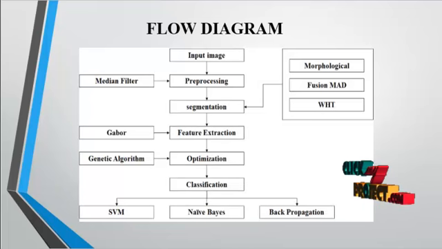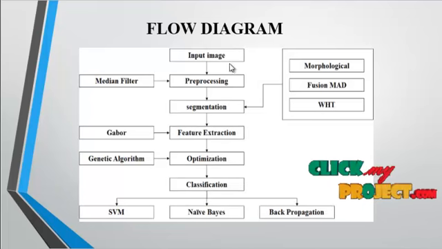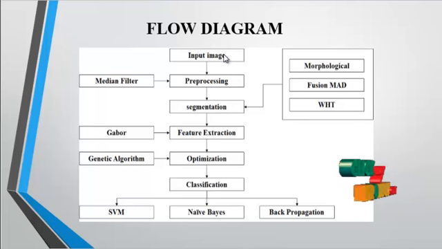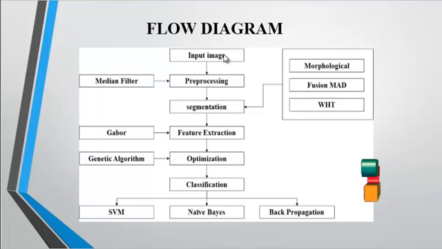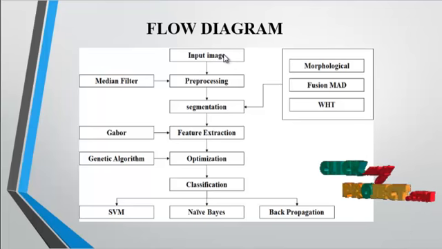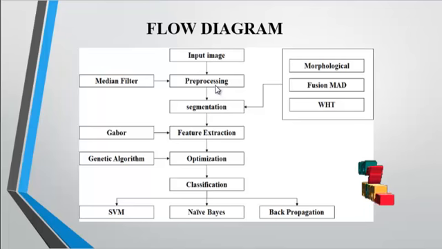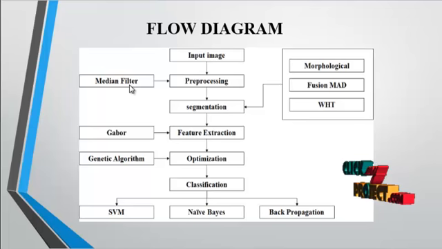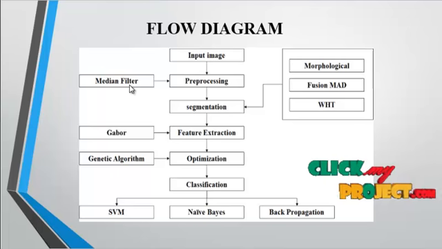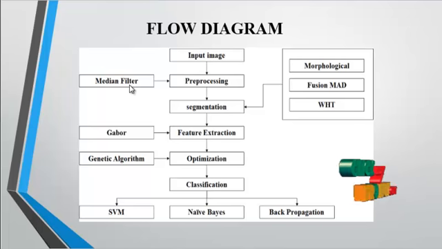Now we discuss the flow diagram for the process. At first, the input image is taken from the dataset. The dataset is nothing but the folder which consists of several images which undergo the process. After getting the input image from the dataset, the pre-processing is carried out. In the pre-processing, the median filter is applied. The median filter is used to remove the noise present in the input image. After the filtering process is completed, the segmentation is carried out.